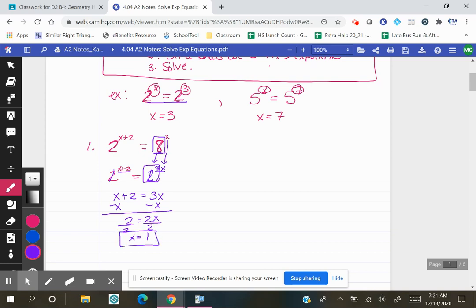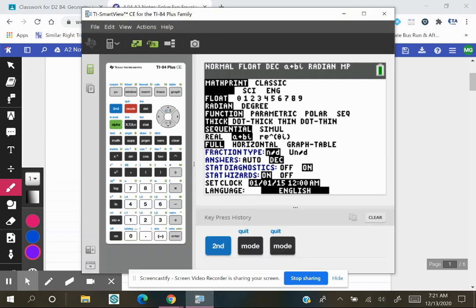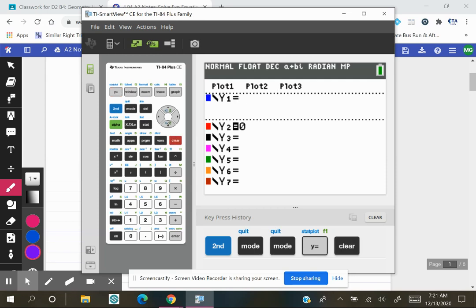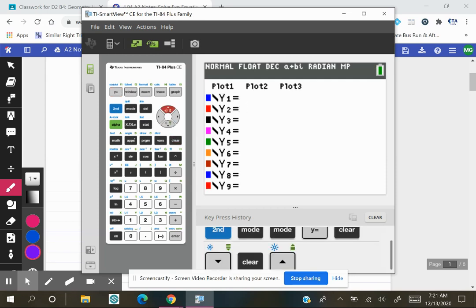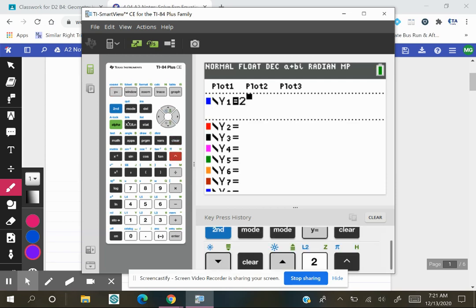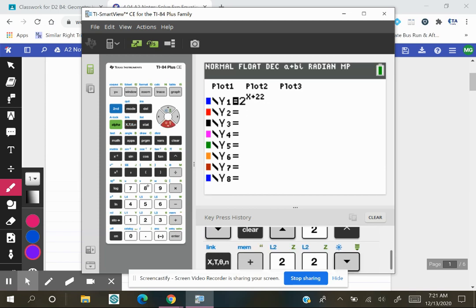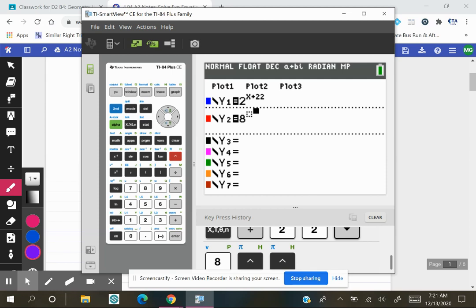Also, great thing with these is that we can check them in our calculator. So anytime you have variables and an equal sign, we can use our y equals. So my y1, I'm going to type in my left-hand side, which is 2 to the x plus 2. And for y2, I'm going to type in 8 to the x. I'm going to go to my calculator and type those in. So I've got 2 raised to the x plus 2 and then 8. You always want to check the original as well.